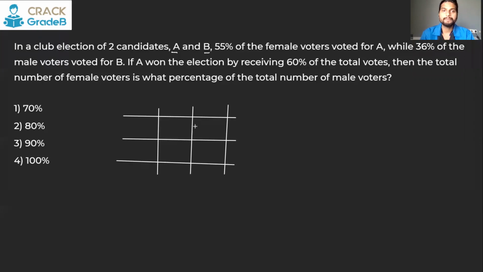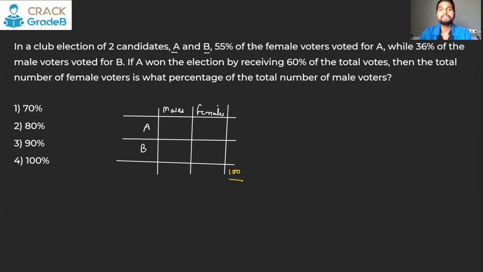And you can write here males, females. And here you can write A and B. And the grand total you can consider as 100, or 100x, whatever. If the actual number is given somewhere, you will have to take it as 100x. You can't take 100. But here, because everywhere only percentage is mentioned, and the question is also about the percentage, you can take the final figure or the grand total as 100.